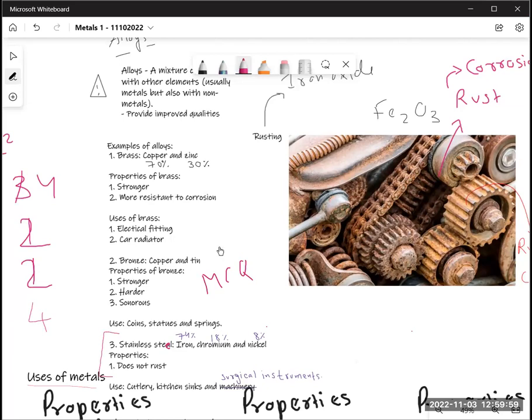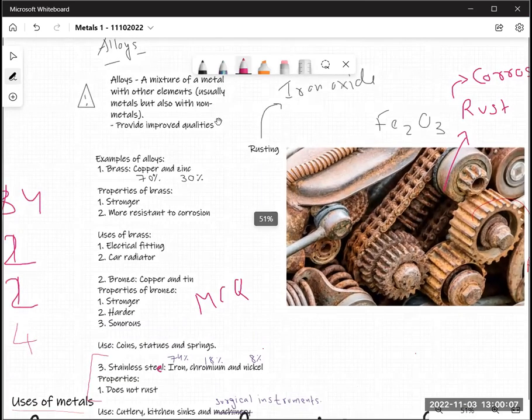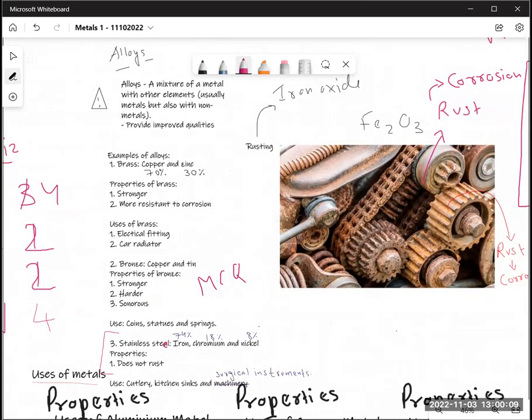Writing the definition for alloys. The definition is a mixture of a metal with other elements. Now, Neha, read stainless steel. Where did he stop? Stainless steel. Yeah, one second.